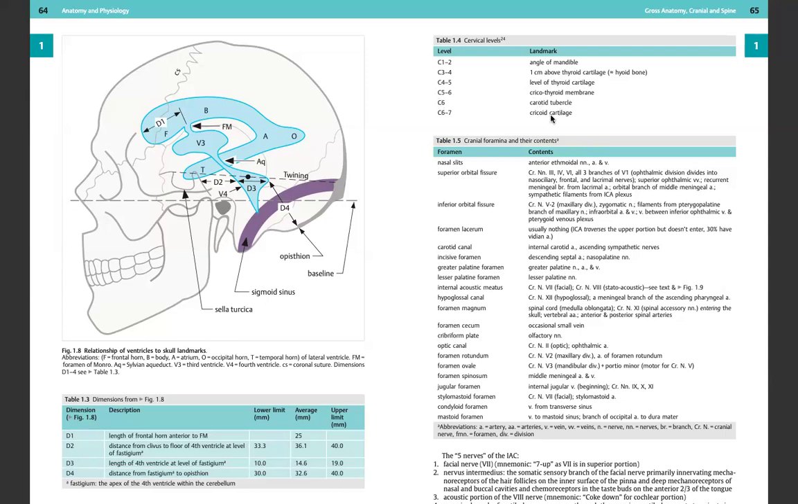And then C6 is at the level of the carotid tubercle. C6 to 7 is the cricoid cartilage. Of course, the majority of the time, C6, 7 is the cricoid cartilage. C6, 7, discectomy, ACDF. And of course, you can keep going upwards to assess the rest of them.